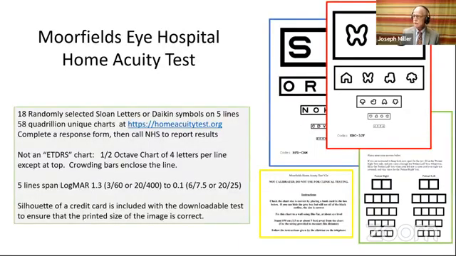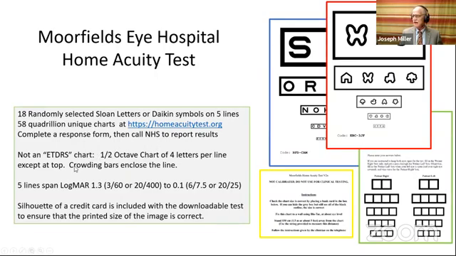Another test that has become available online that you might have read about in JAMA was the Moorefield's eye test, which uses a rather different approach to visual acuity testing. This is intended for close cooperation with a tester at the other end. Someone goes online, they go to this website, homeacuitytest.org, and they request a printed eye chart, and one of 58 quadrillion unique charts will be printed for them. That's a tremendous number.